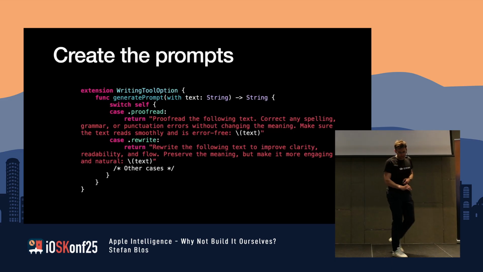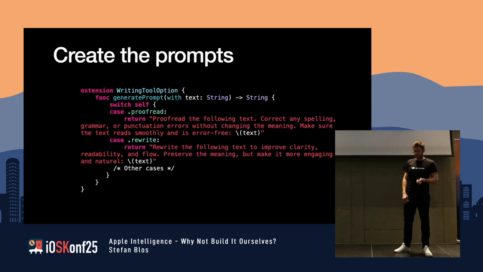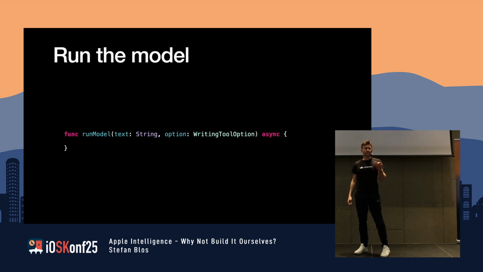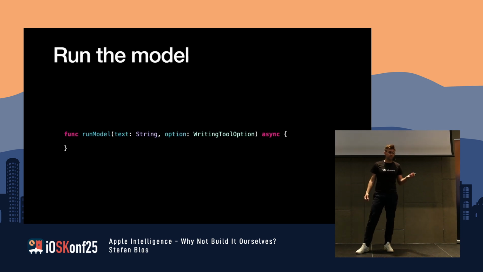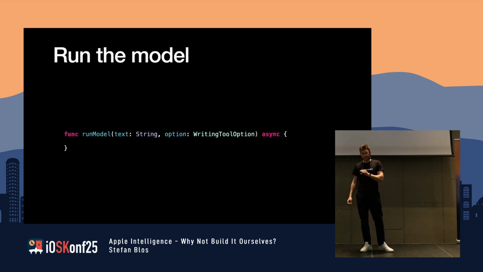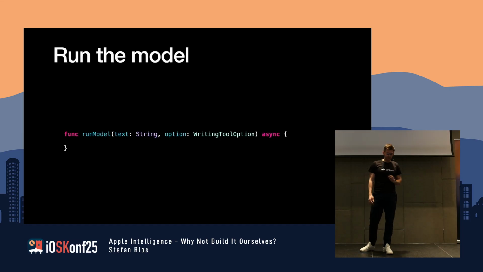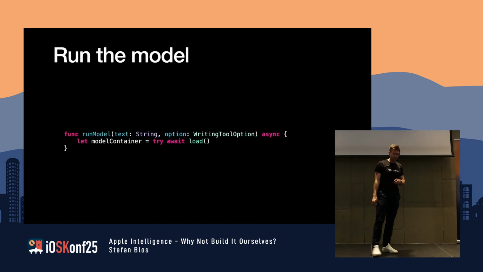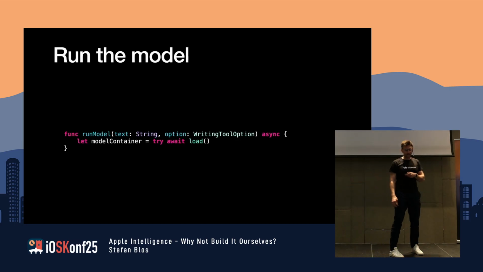Okay, so we have created the prompts and loaded the model, but now we want to run the model. For that, again, we can create a function. We call it run model. We give it the text that the user entered and the option that they selected. What this will do now is use the model container with the load function that we just introduced. I'm just omitting the parameters for simplicity here.